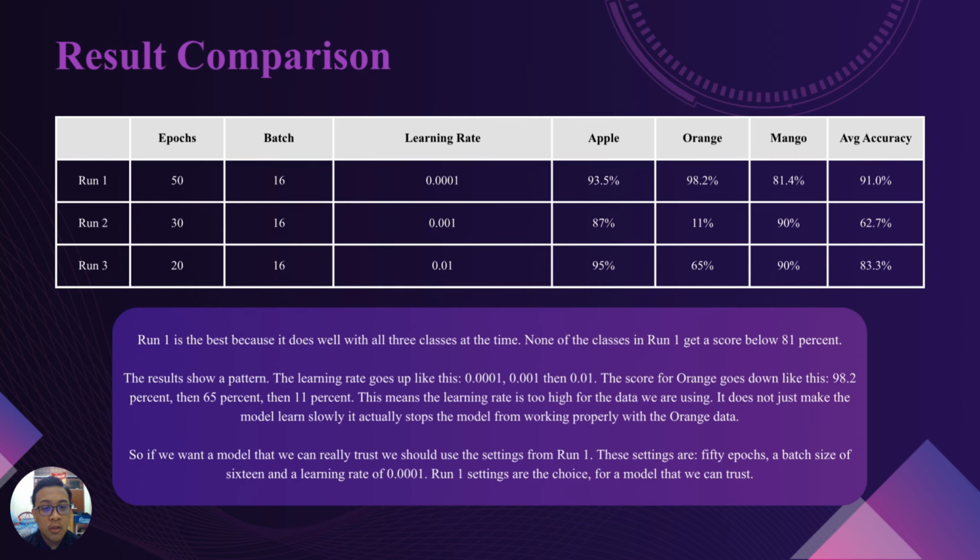This means the learning rate is too high for the data we are using. It does not just make the model learn slowly, it actually stops the model from working properly with the orange data. If we want a model that we can really trust, we should use the settings of run 1. These settings are 50 epochs, a batch size of 16 and a learning rate of 0.0001. Run 1 settings are the choice for a model that we can trust.